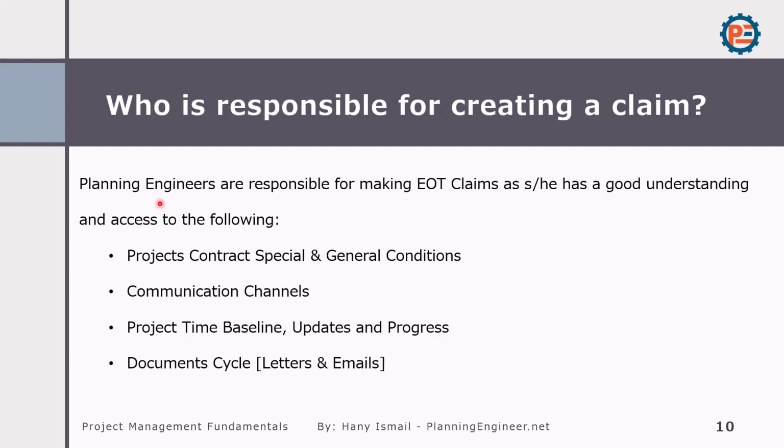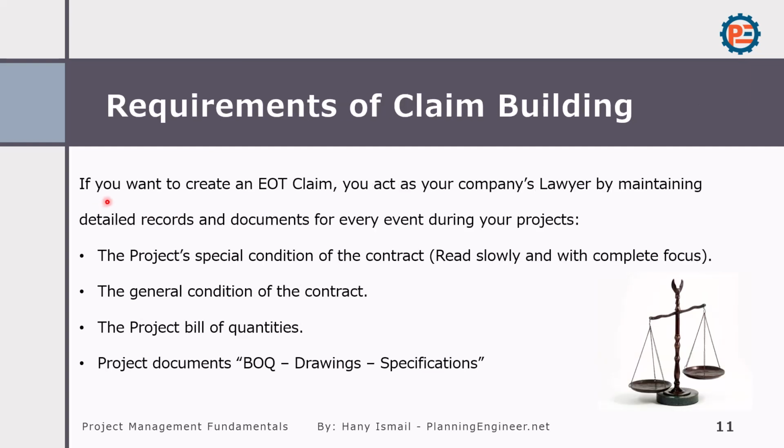Planning engineers are responsible for making EOT claims. In my opinion, the best person to do the claim is the planning engineer, because they have access to the project specification, general conditions, communication channels, the project baseline, the updated progress and the document cycle. However, I think that the planning engineer alone cannot do this job. He or she can manage the job, but needs support from all departments. If you want to create an extension of time claim, you act as your company's lawyer by maintaining detailed records and documents for every event during your projects.